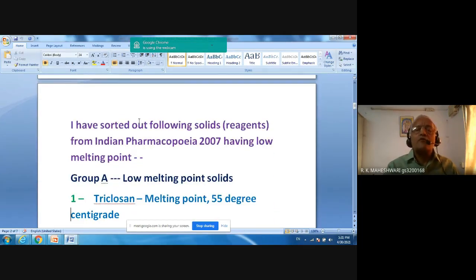I have sorted out what I have done. From Indian Pharmacopoeia 2007, I searched some of the chemicals, reagents, which were solids having a lower melting point. For example, group A, low melting point solids.